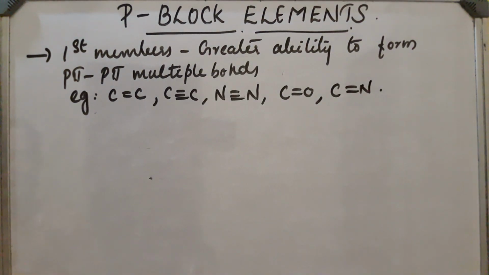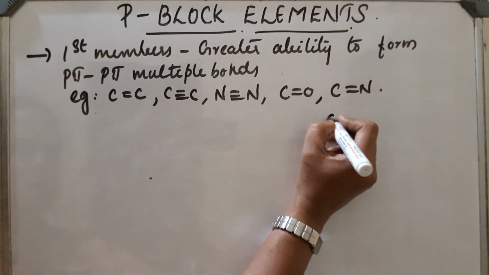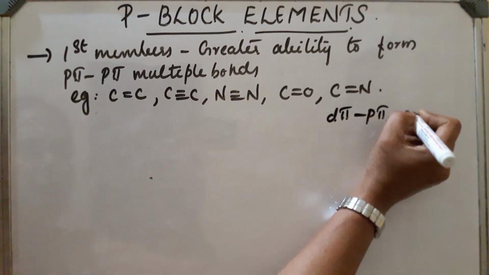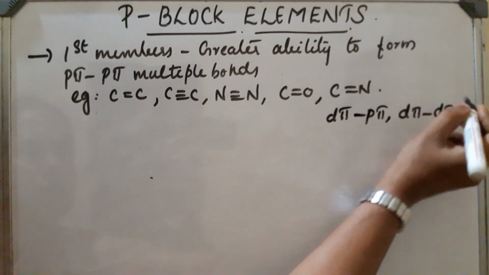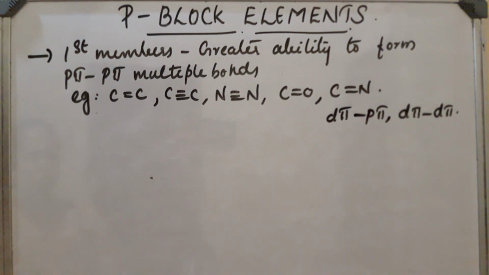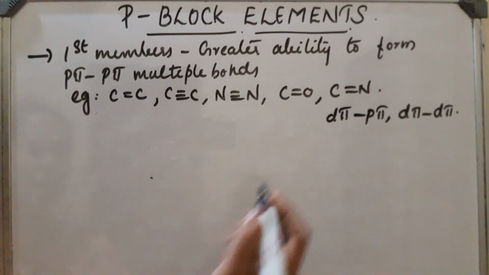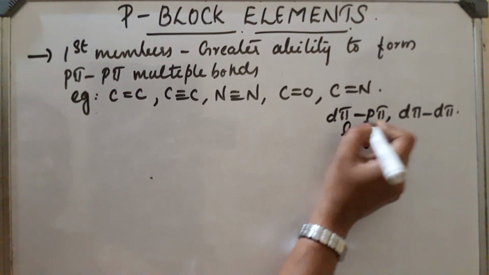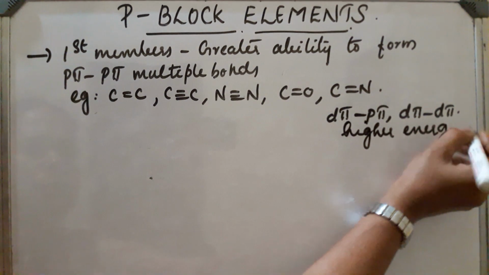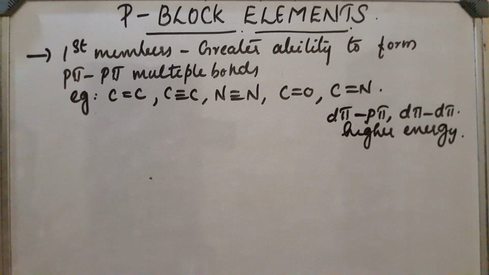But for higher elements, what happens? Bonding involves d orbitals also. In such cases, d-pi p-pi and d-pi d-pi bonds are formed. These bonds have higher energy than p-pi multiple bonds, so they are less stable and less strong, and the formation of such multiple bonds will be less in the case of higher elements. This is the first difference.